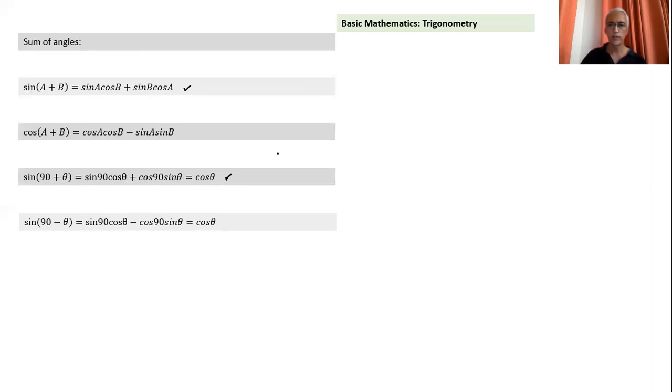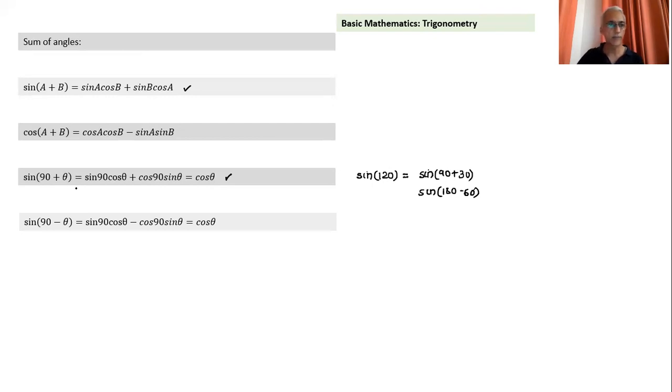What does it mean? Suppose I have to find sine of 120. There are two ways of finding the sine of 120. We know the values of angles only between 0 and 90. So what are the angles for which we know the values? 30, 45, 60, and 0 and 90. So I need to write this angle in some known form. One way I can write it is as sine of 90 plus 30. The other way I can write it is as sine of 180 minus 60. So I can write it as a sum of two angles or as a difference of two angles.